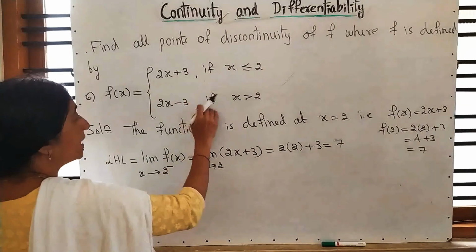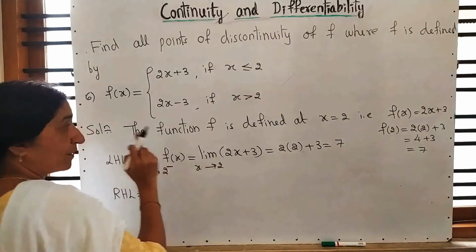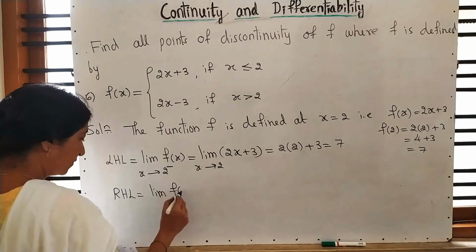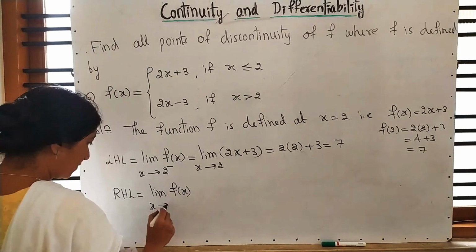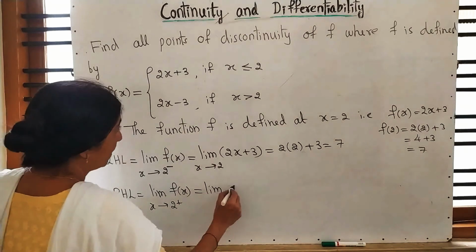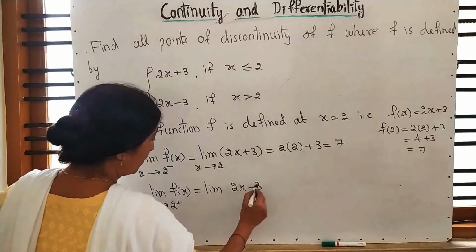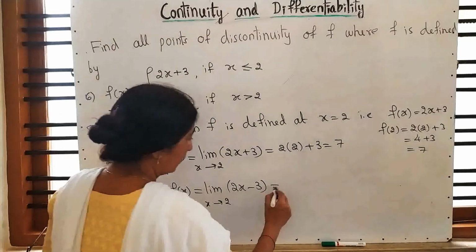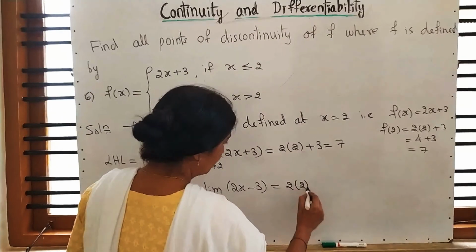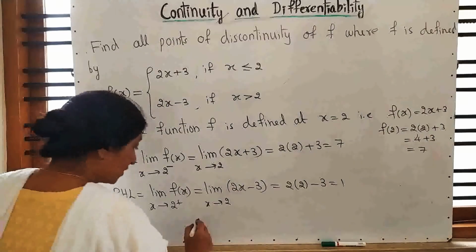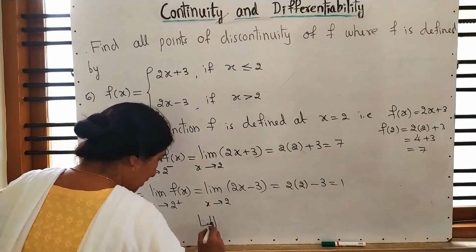And see right hand limit. In these two, where it is greater than, in the second expression x is greater than 2. 2x minus 3. Now wherever x is there, we are writing 2. See what is your answer? 1. See that, are LHL and RHL equal?